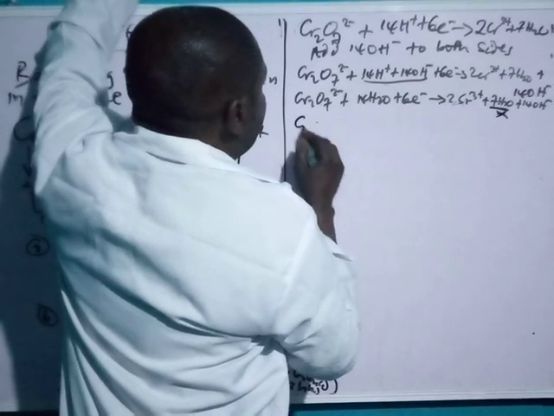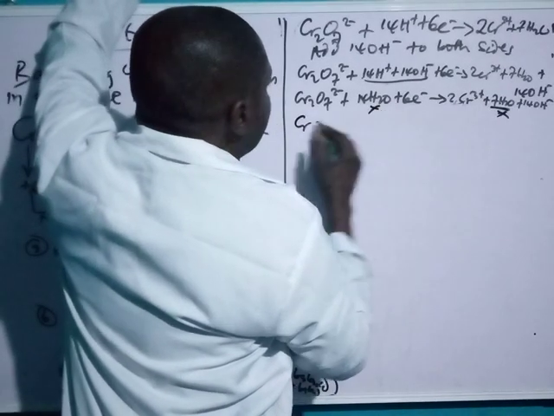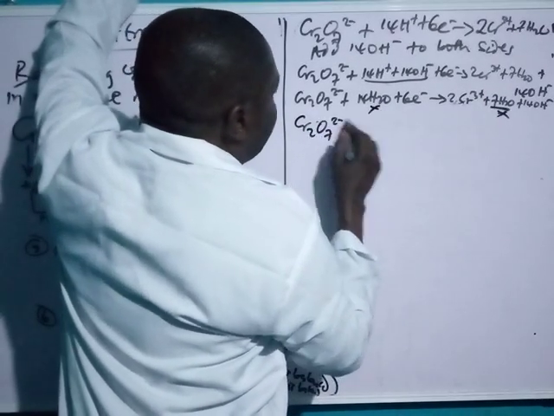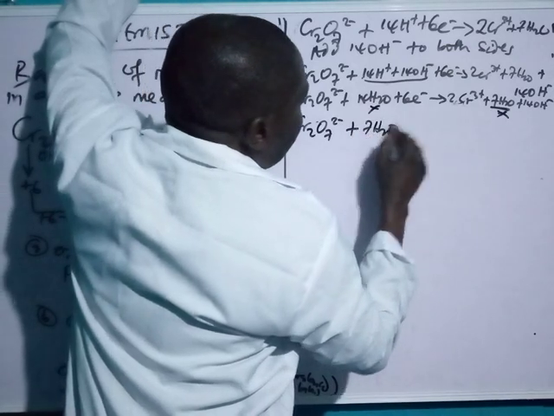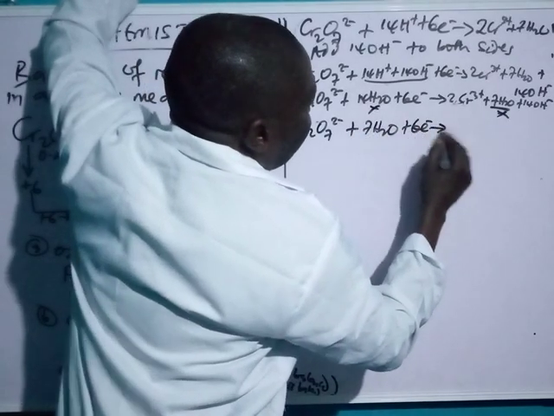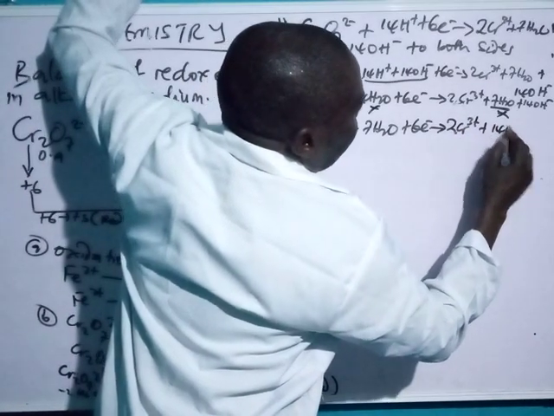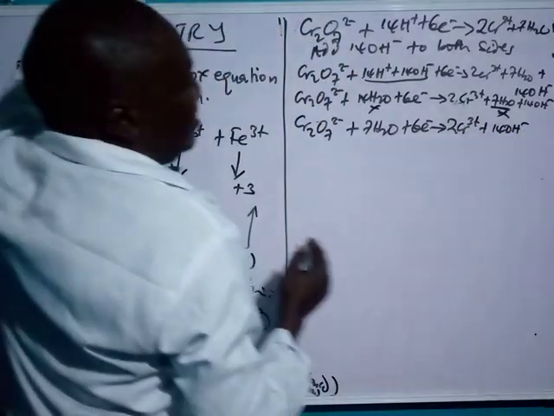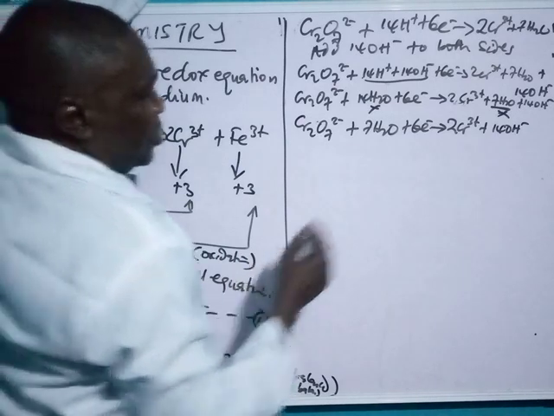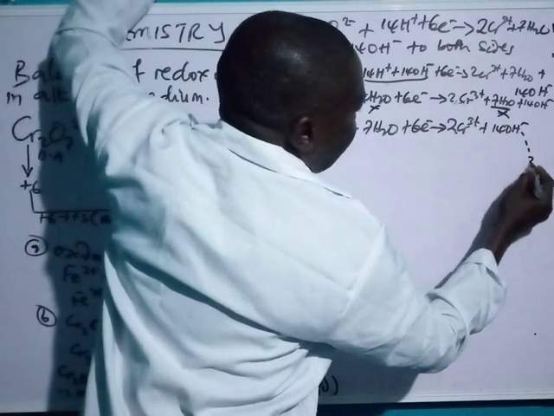So we now have Cr2O7 2- + 7H2O + 6e- giving 2Cr3+ + 14OH-. By having this, we have gotten our equation 2. We can now call this one equation 2.